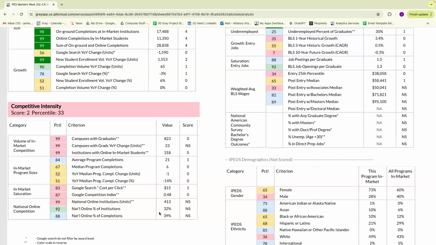Okay. And then you can see your percentage here of how many of these institutions across the nation are offering it online. So there is that opportunity as well. Pretty popular, actually, online. That 39-40% as a percentage of completion is actually a very high number. Yeah.